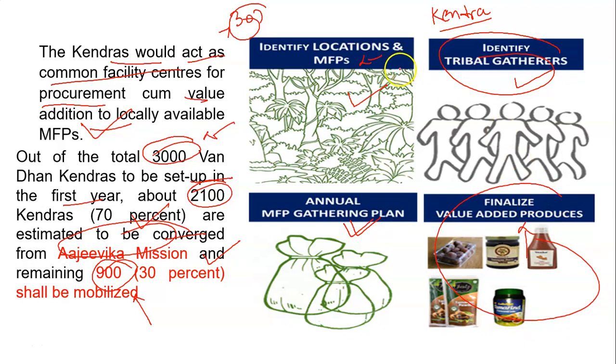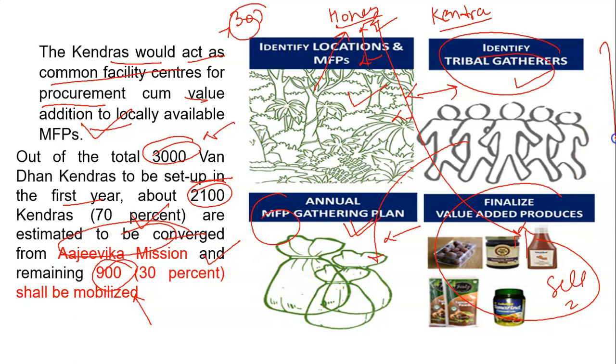If you want to understand the whole process, if any tribal community is collecting honey from the forest, then first they will find the location of this honey. Then they will find how many tribal people collecting honey are gathering at this location. Then they will make the annual plan for this minor forest produce, which is honey. And after, they will add some value addition to this honey and give some marketing branding to this product to sell it in the market. So this is the whole plan.